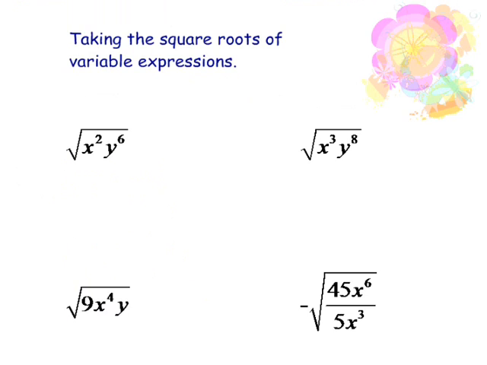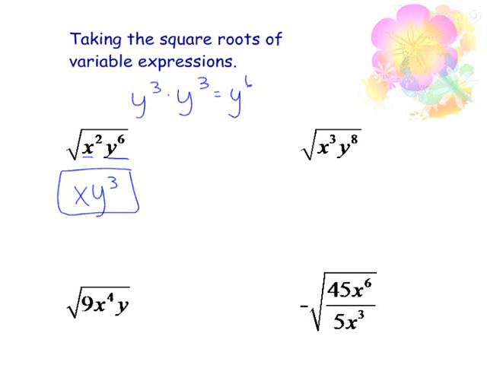We're going to go on to looking at variable expressions. Any variable that has an even exponent is a perfect square. So the square root of x squared is x. The square root of y to the 6th is y cubed, because y cubed times y cubed gives you y to the 6th. Basically, if it has an even exponent, you take half of that. Now on this one, the square root of y to the 8th is going to be y to the 4th.